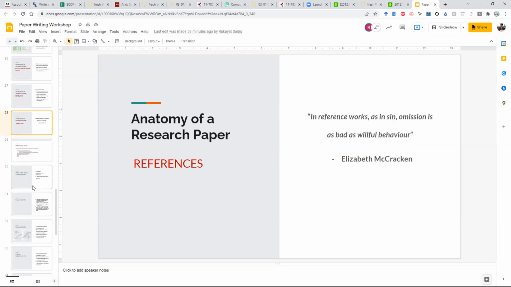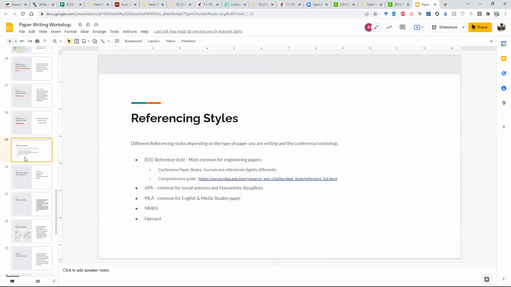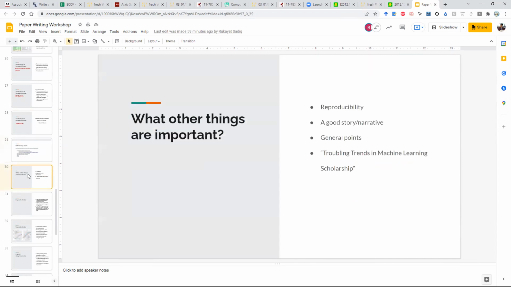And references, of course, you need to add references. The bulk of your references will be in your related work section, but any paper that you think is related, even marginally, should be in your reference section. And these are some styles. You should just follow whatever NeurIPS recommends.